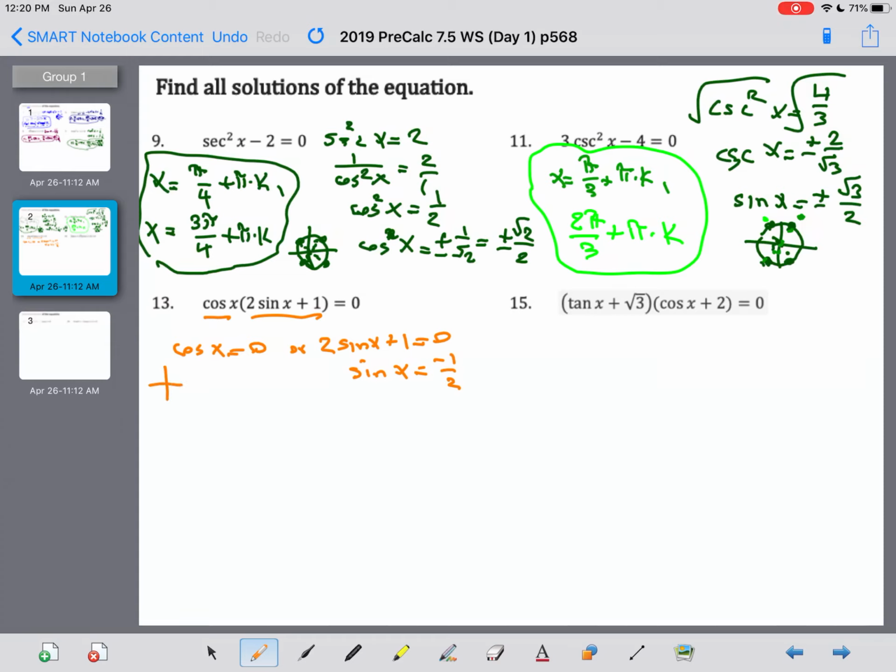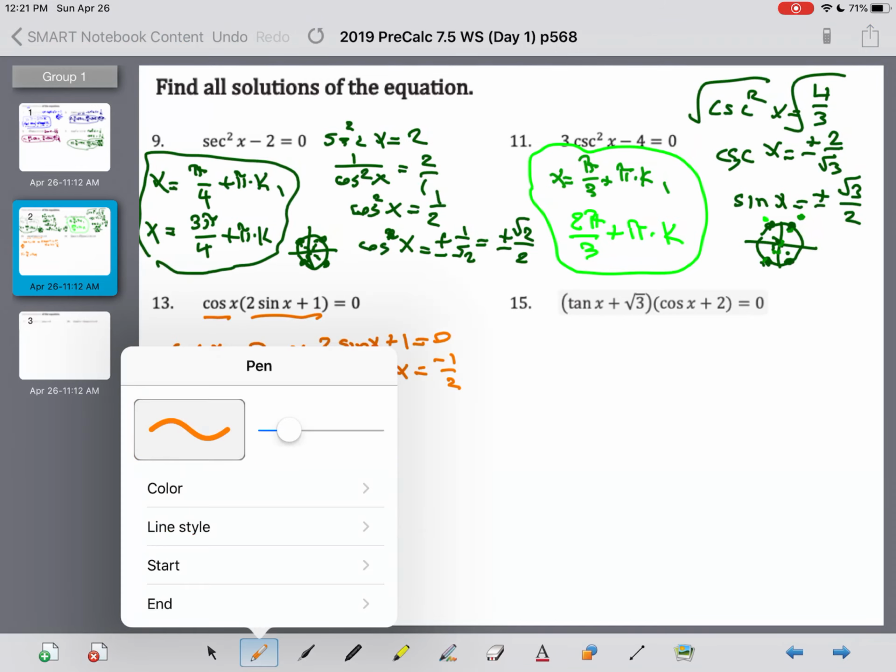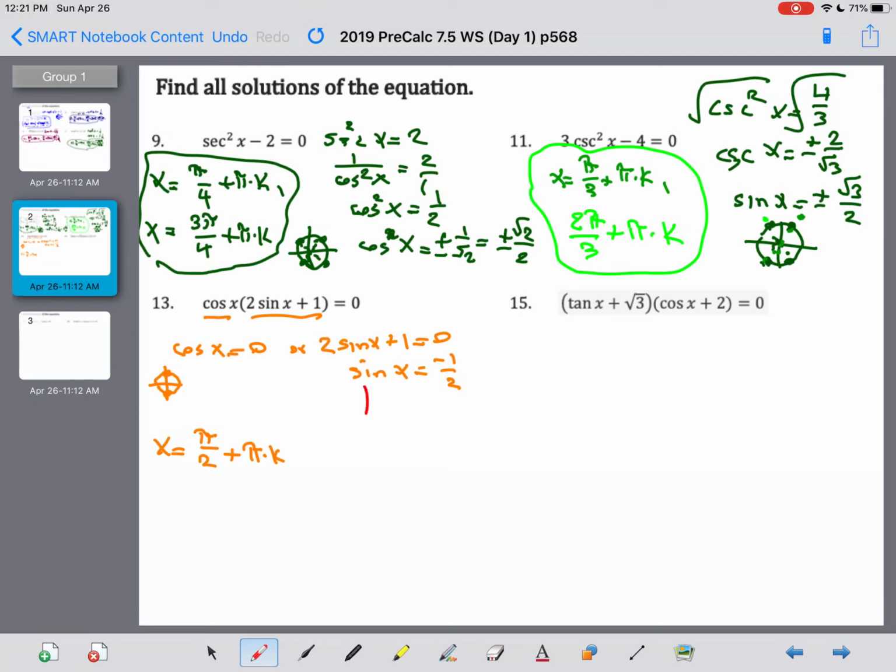Over here, cosine 0 is going to be here and here. So I can say x will be pi over 2 plus pi k, since I have 1 pi units away. Over here, I'm going to change colors here. Negative 1/2 for sine is going to be here and here.